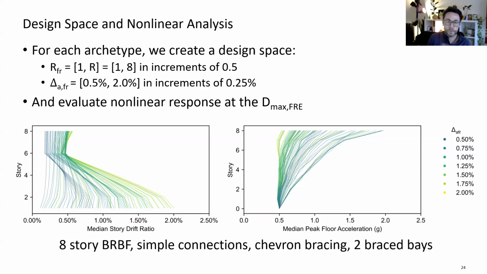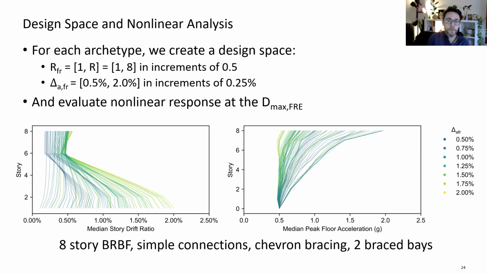And as I mentioned earlier, we used in the study the structural response prediction engine by HB Risk. And in the figures here, you can see the resulting story drifts and floor accelerations for designs with a range of RFR values and drift limits considered, in this case, an 8-story buckling restraint brace frame that has simple connections, chevron bracing, and 2 brace bays per principal direction. And even for this one archetype, remember there are 12 in each performance group, we have a total of 105 variants, right? Because we're exploring 7 drift limits times 15 possible RFR values.